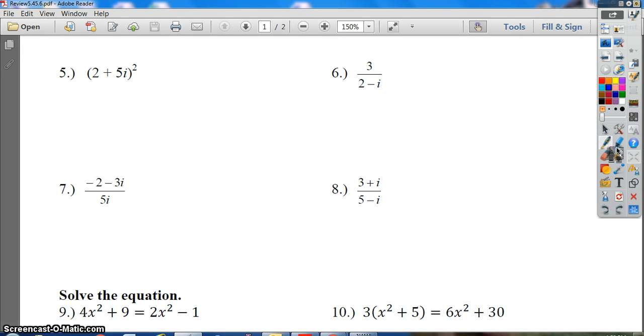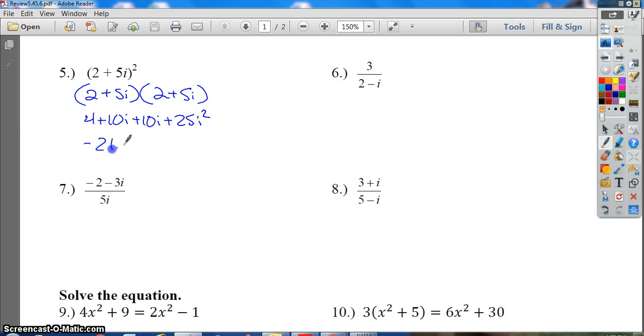5 and 6. 5, I am squaring a binomial, so that's 2 plus 5i times 2 plus 5i. So this is FOIL: 4 plus 10i plus 10i plus 25i squared. So this is 4 minus 25, so it's negative 21, plus 20i. So combine like terms there.